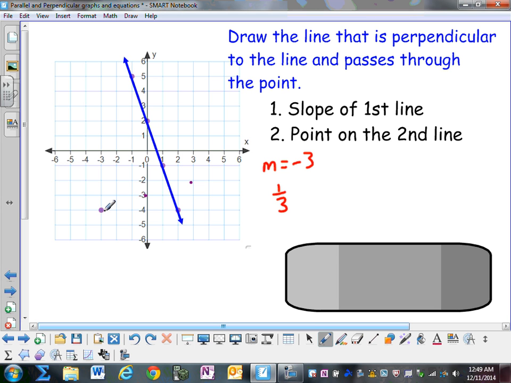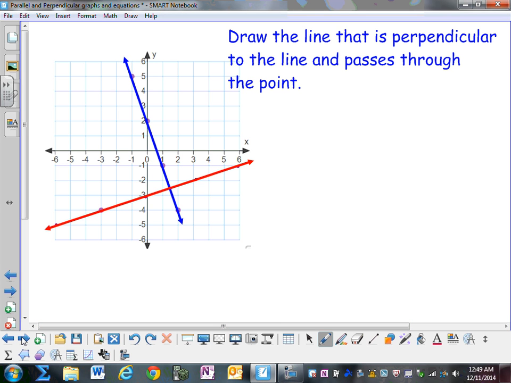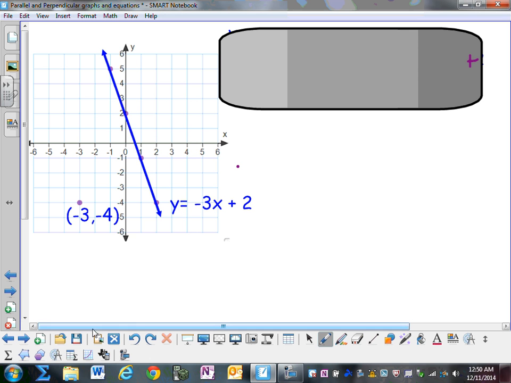I'm going to start on that point I want it to go through on the second line and go up 1 and over 3, up 1 and over 3. And I'm going to draw my line. So here's a line that's perpendicular to that line that goes through that point. So I can be more precise and use the equation and the name of the point. So I'm going to call this line y equals -3x plus 2, and this point -3, -4.